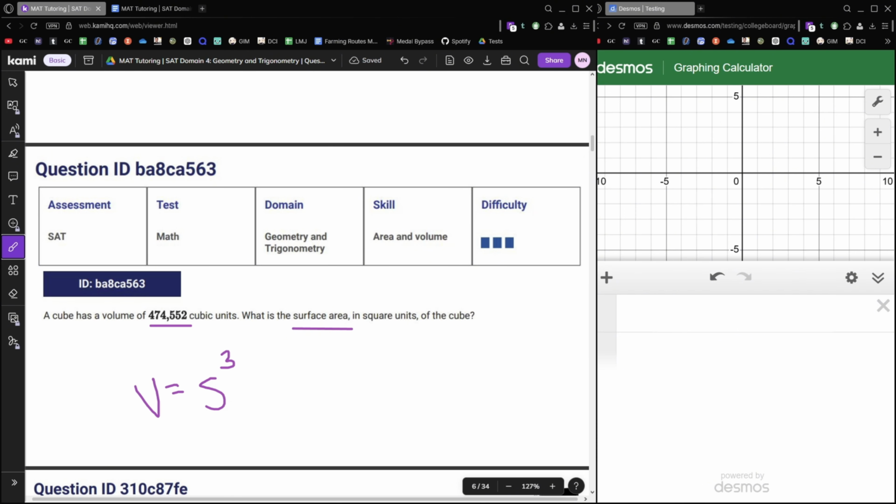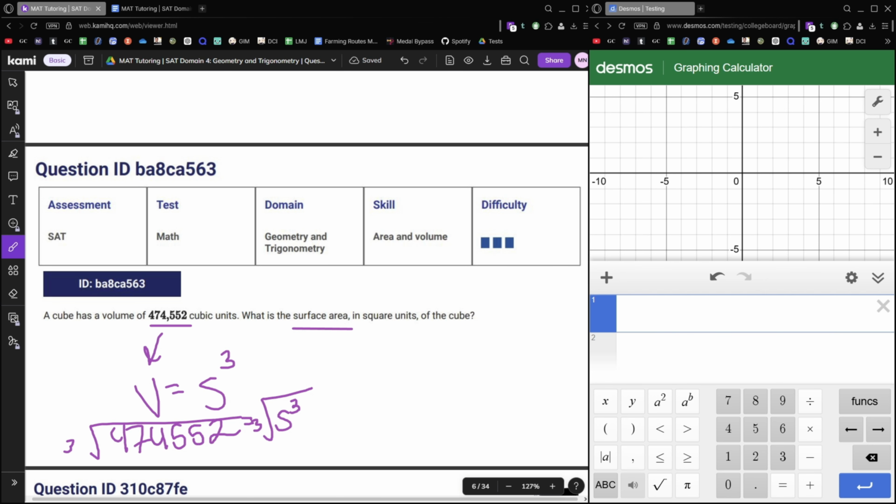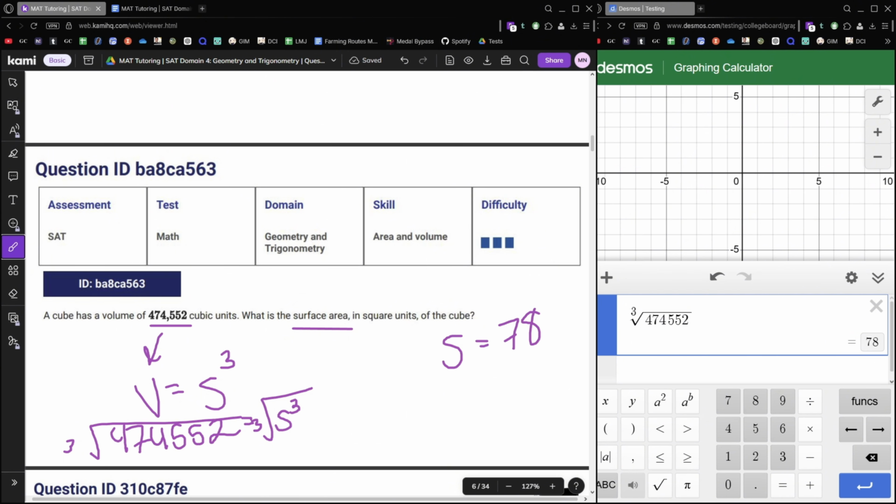Alright, let's go ahead and just substitute in the volume. And then to solve for the length of a side, we would just take the cube root of both sides. We can put this in Desmos. To get cube root, you just type in CBRT, and then let's type in our volume. And we get that the length of one side is 78.